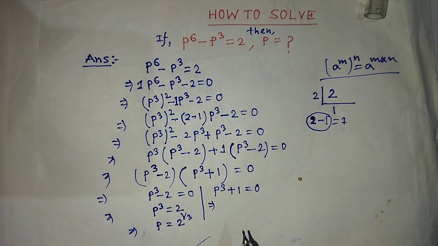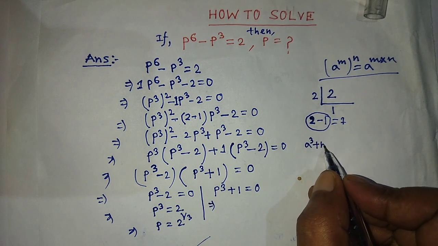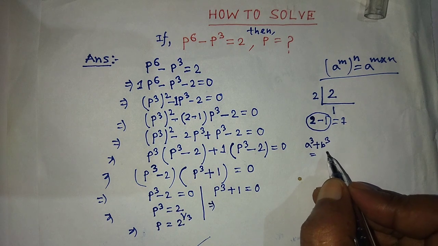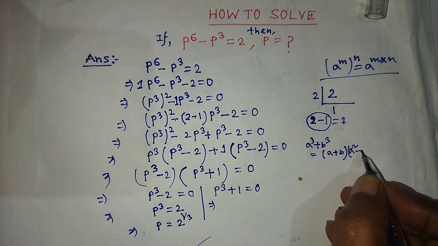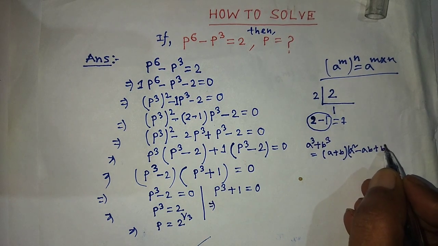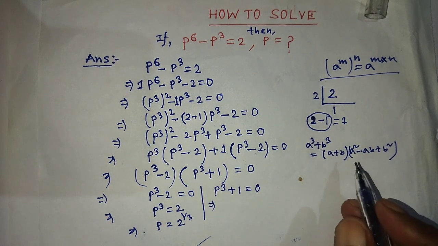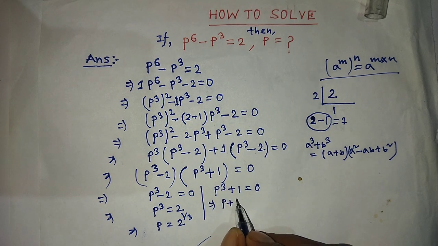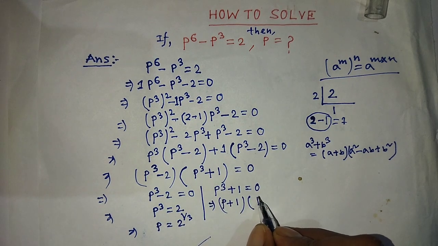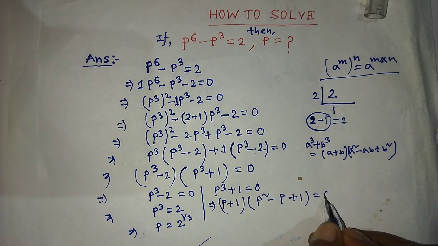Okay student, after that, to solve this cubic equation, we have to apply the formula a to the power 3 plus b to the power 3 is equal to a plus b into a square minus ab plus b square. So this formula we have to apply on this cubic equation. After applying this formula, we can write p plus 1 into p square minus p plus 1 is equal to 0.